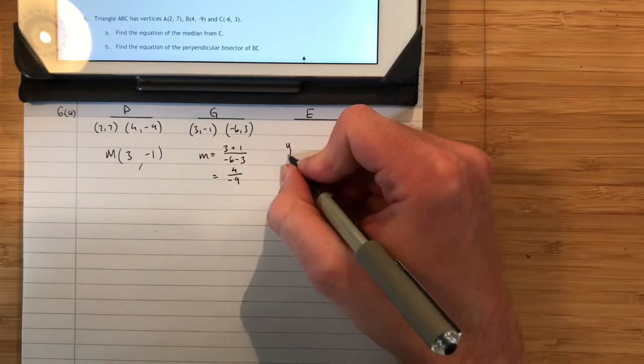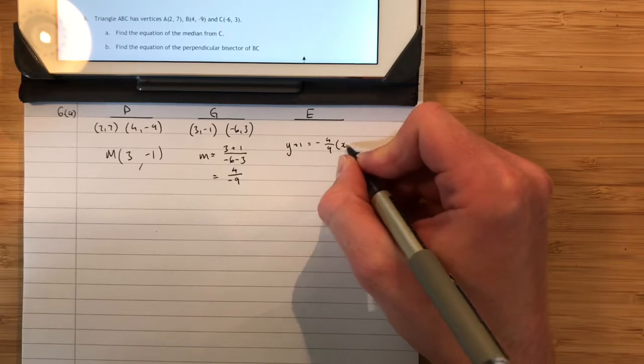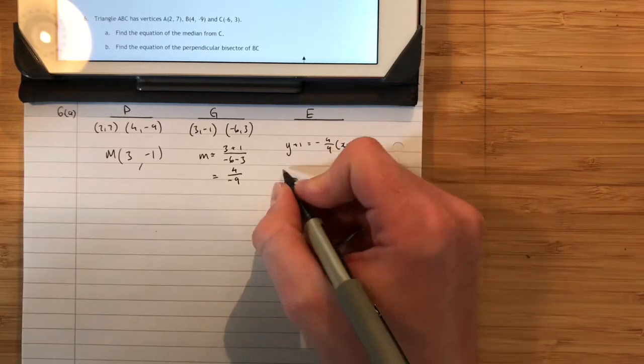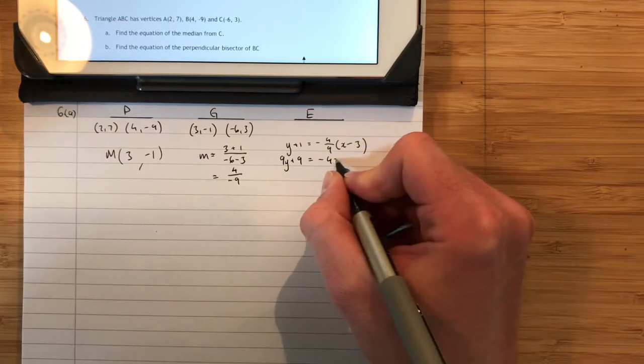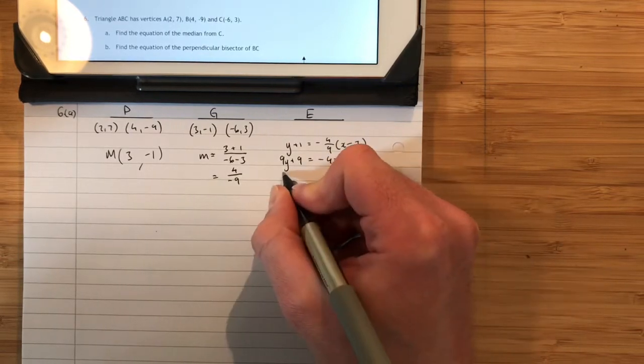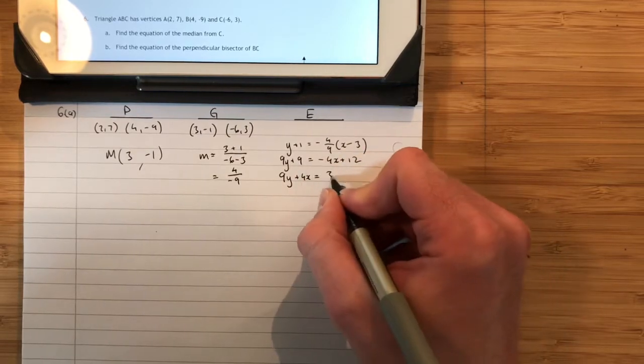Do my equation. y minus minus 1 is negative 4/9 times x minus 3. The 9 only will multiply up, so I'll get 9y add 9 is minus 4x add 12. So I'll get 9y add 4x equals 12 minus 9, which is 3.